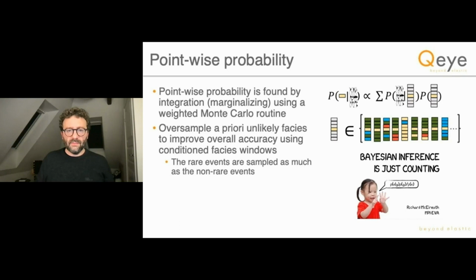And this conditional sampling idea allows us to oversample, which is crucial to get good accuracy, so that the a priori rare phases are sampled just as much as the non-rare. And naturally, the effect of oversampling is adjusted for, but it's very important to get good statistics also for the rare events, which we are typically looking for.